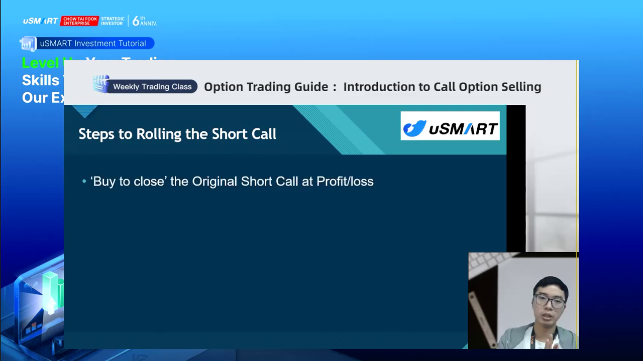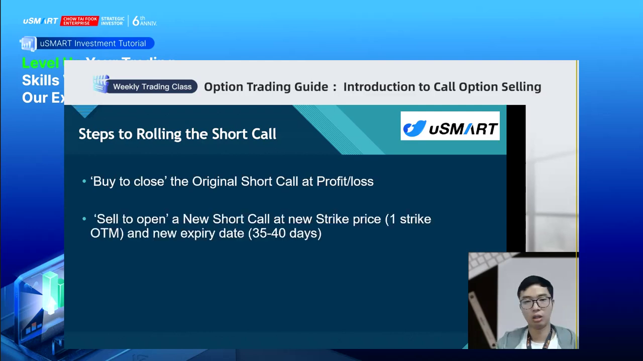So the step to roll the short call is to buy to close the original one, because we don't want to wait for the market to expire and we are not sure if it will get exercised or not. And the price is very near the strike price, so we can continue to close and offer another short call with a longer expiration. Then we buy to close again and sell to open the new short call, and we keep repeating it based on the different scenario.